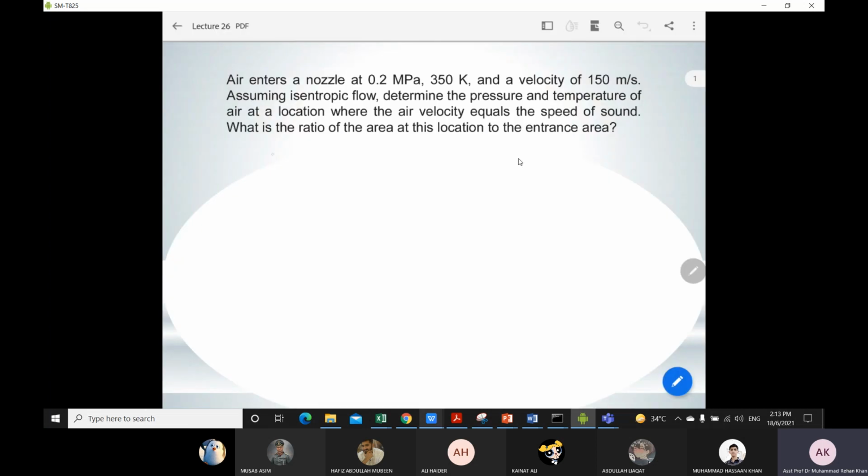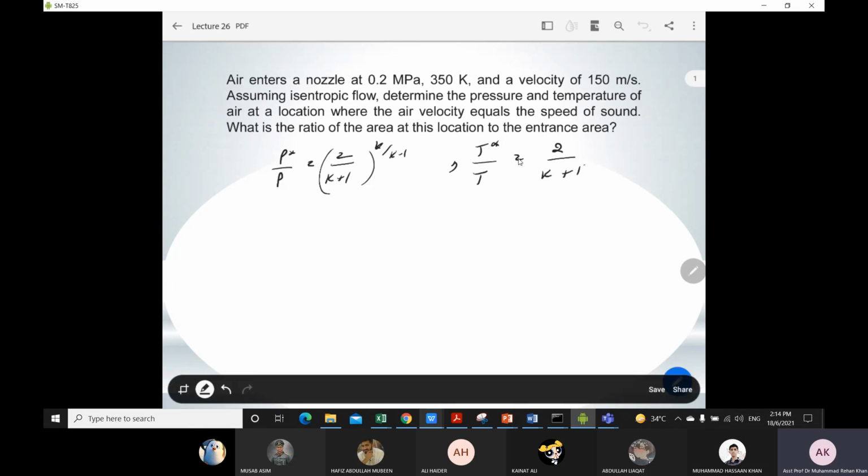Okay, so now for P star by P, you already know the relation that P star by P is equal to (2/(k+1))^(k/(k-1)), and T star by T naught is equal to 2/(k+1). So by simply putting in the value of k, you can get the P star by P ratio. Or also you can get this P star by P value from the thermodynamic table.